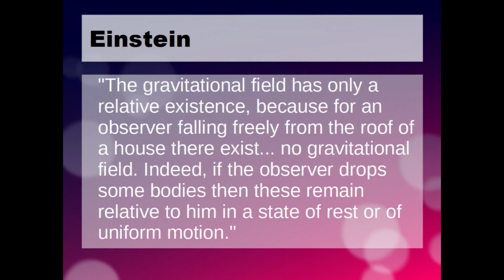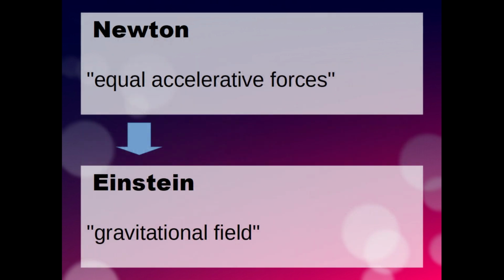Einstein made it. The gravitational field has only a relative existence, because for an observer falling freely from the roof of a house there exists no gravitational field. Indeed, if the observer drops some bodies, then these remain relative to him in a state of rest or of uniform motion. Obviously, in Einstein's principle the gravity plays the role of Newton's equal accelerative forces, thus, this principle is a special case of Newton's conclusion.